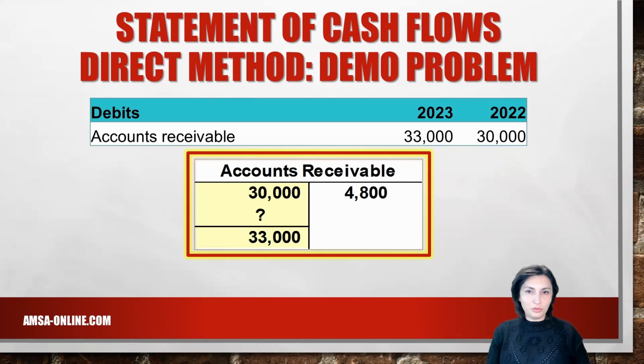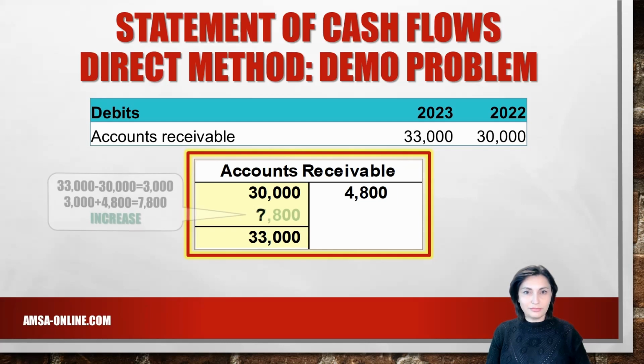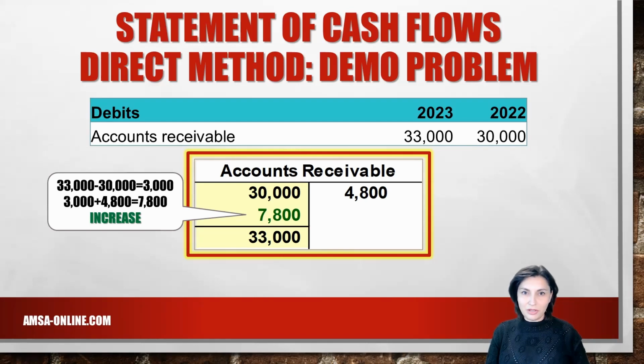The write-off amount of $4,800 is a decrease to accounts receivable and is recorded on the right or credit side. Now we can calculate the change in the accounts receivable account. The difference is $7,800, which is calculated as a $33,000 ending balance minus $30,000 of beginning balance and plus $4,800 write-off amount.